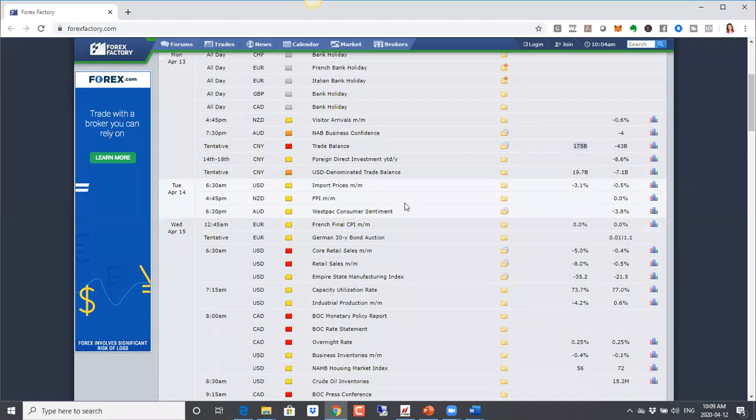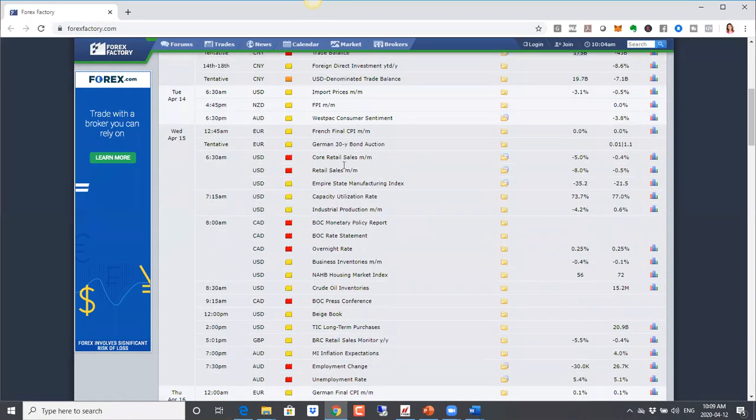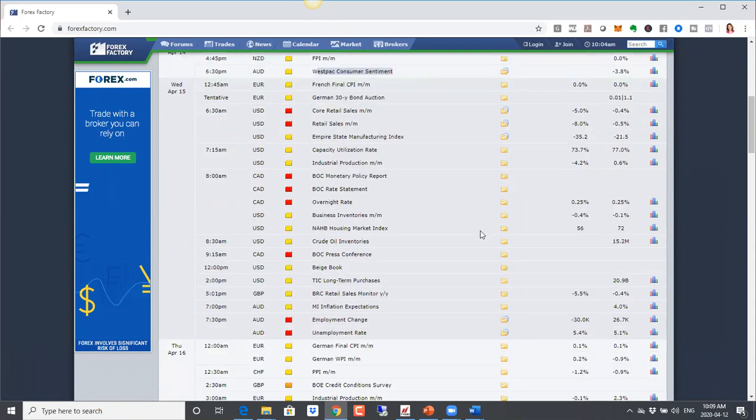And then on Wednesday, we have consumer sentiment numbers out of Australia. They were negative as expected, and we are likely to see more negative numbers as well. So something in line with this should not really make much of a difference, unless it drops significantly, and then that would be bad for Australian dollar.